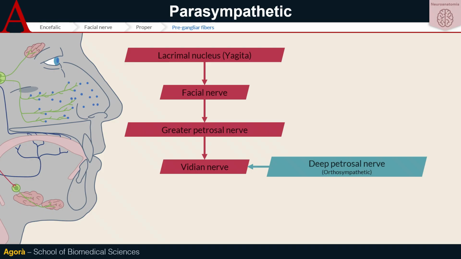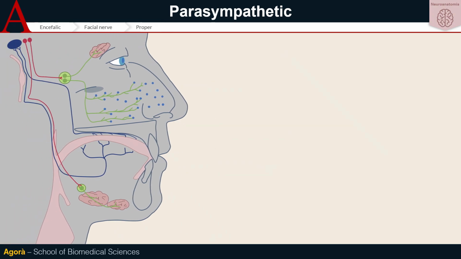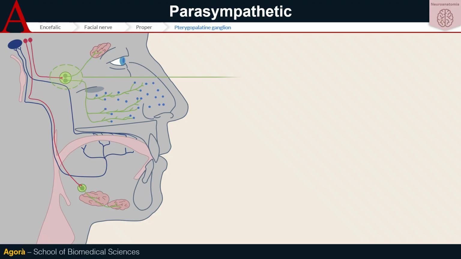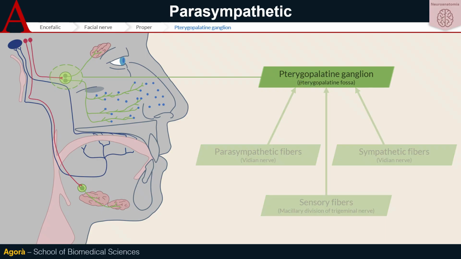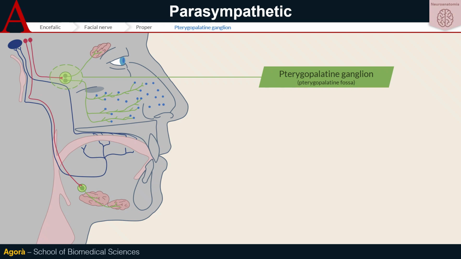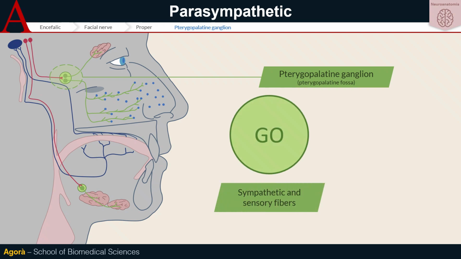The pterygopalatine ganglion, located in the pterygopalatine fossa, receives not only the parasympathetic and sympathetic fibers through the Vidian nerve, but also sensory fibers from the maxillary division of the trigeminal nerve. Therefore, in the same way as observed with the oculomotor nerve parasympathetic system, the sympathetic and sensory fibers pass through the ganglion without synapsing, whereas the parasympathetic fibers synapse with the ganglion itself.